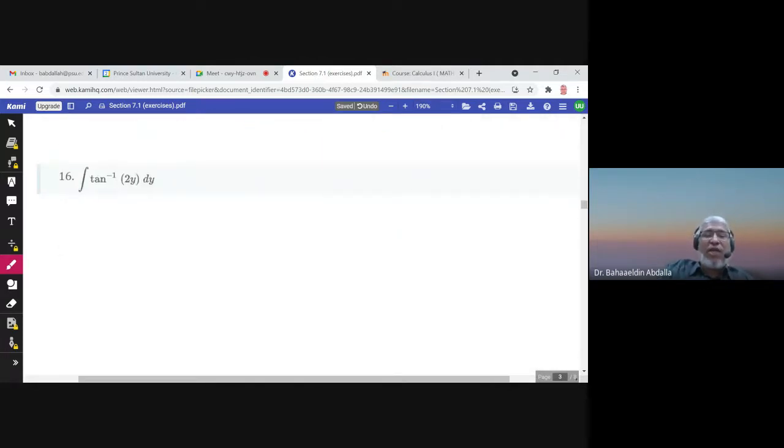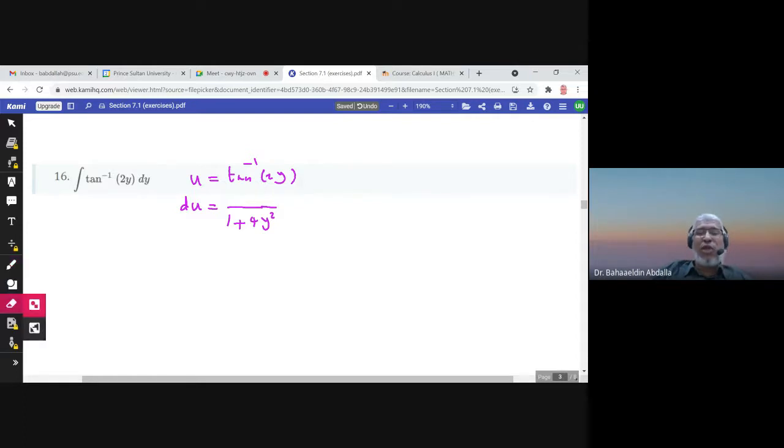I have only tan inverse here, inverse trigonometric, so I take it as u. Now, what would be the derivative? The derivative of tan inverse is 1 over 1 plus x squared, where what is inside tan you have to square. So this is 2y, you raise it to the power 2, so you get 4y squared. And then you multiply times the derivative of 2y, which is 2. And I'm going to write it here.